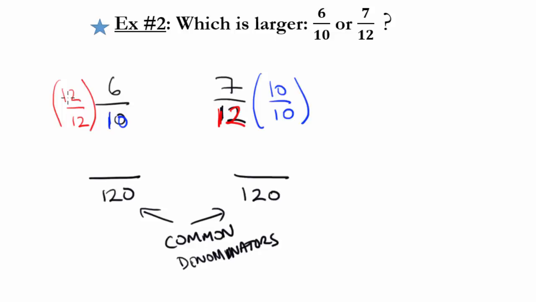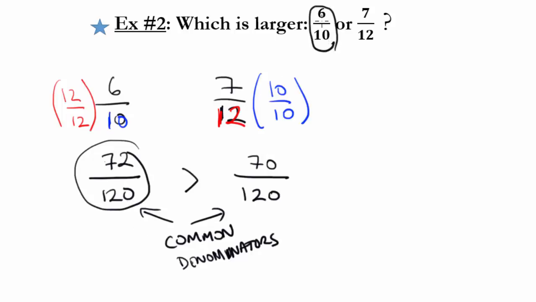So let's see. On the top, I have 12 times 6 over here. That's 72. On top here, I have 7 times 10. That's 70. So this number is bigger, 72 over 120, or 6/10. That is your answer. 6/10 is larger, even though 6 is smaller than 7. 6/10 is larger than 7/12. It would be better to have 6/10 of a dollar than 7/12 of a dollar, for example.